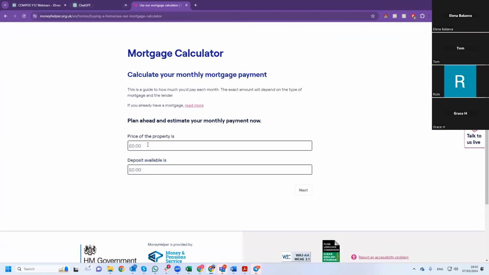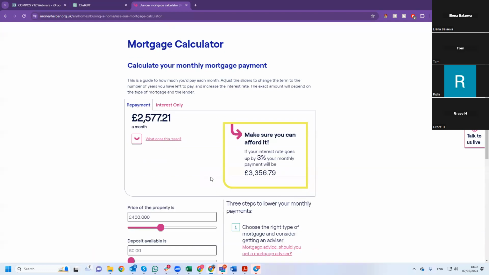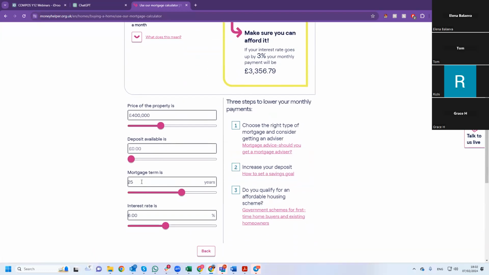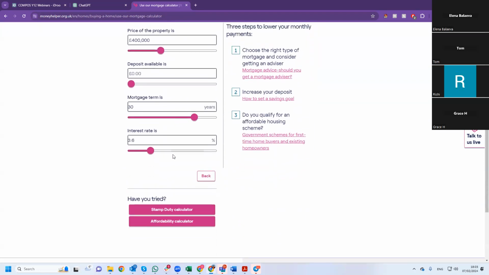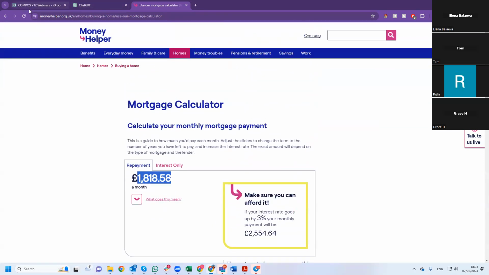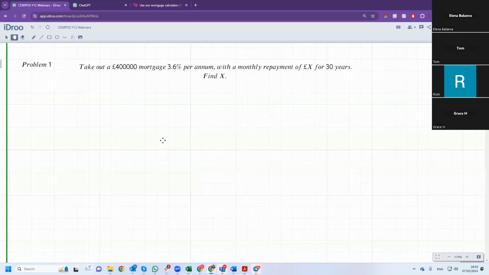and they say, okay, so price of the property is 400,000, deposit 0, and your mortgage term is 30 years, interest rate is 3.6%, and it tells you that you will be paying 1,800 per month. Okay, so that's what this thing does. How does it work? How does it know? Let's try to figure out.